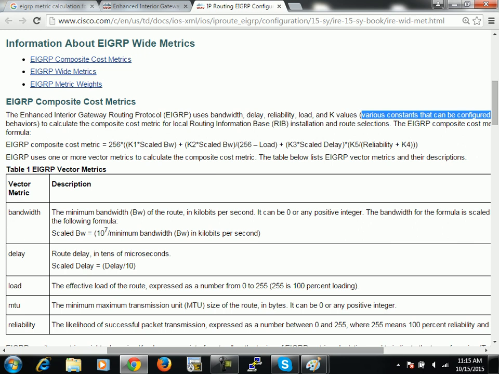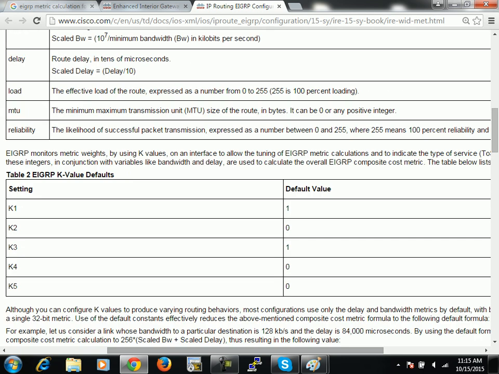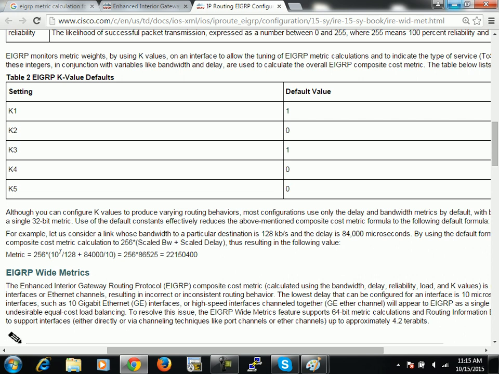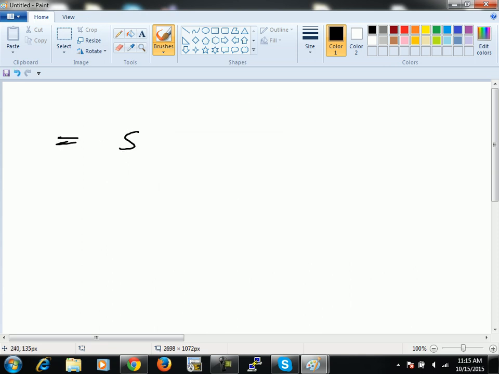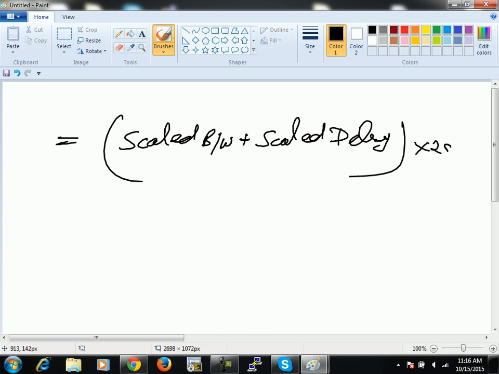आगे चलते हैं. Fine. So these are the default K values and finally this is your formula as I told you: 10 raised to the power 7 divided by bandwidth in kbps plus total delay divided by 10, and multiplied by 256, or in short we can say scaled bandwidth plus scaled delay multiplied by 256, if you are using default K values. Done. So this is the formula for metric calculation.